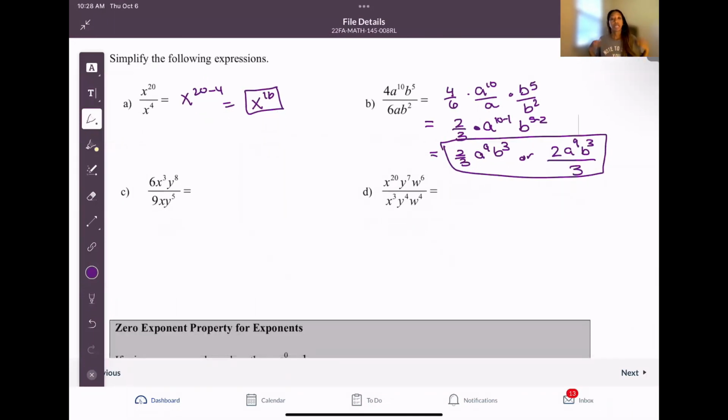All right, on to problem C, 6x cubed y to the 8th over 9x y to the 5th. For the 6 over 9, let's try to simplify this. 6 over 9 would leave us with 2 in the numerator and 3 in the denominator. And then for the x's, we'll have x to the 3 minus 1 and y to the 8 minus 5. So this simplifies to 2x squared, y to the 3rd power, all over 3.